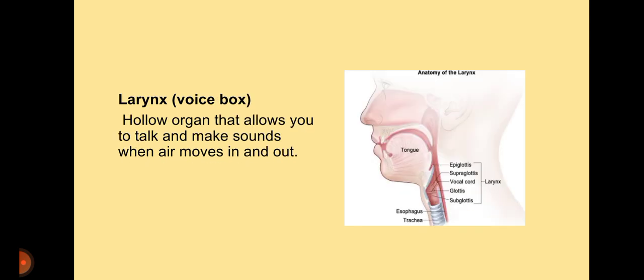The next is the larynx, the hollow organ that allows you to talk and make sounds when air moves in and out. The larynx has several functions. We have speech production and the air passages in the respiratory system, which help the larynx provide smooth passage of air from the nasal cavity to the lungs. The larynx also helps prevent choking when eating and drinking. It channels food into the digestive system, because when food is swallowed, a small flap called the epiglottis covers the opening of the larynx to keep food and drink from entering the airways.